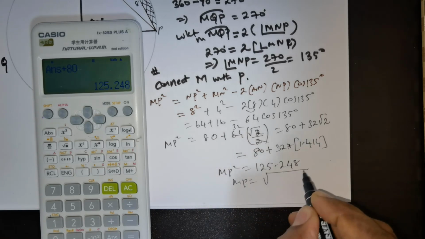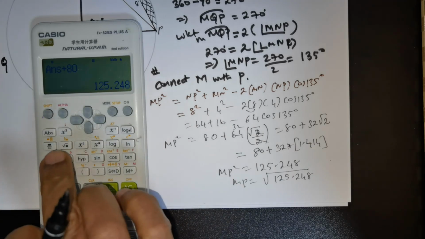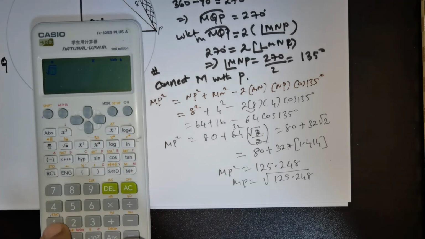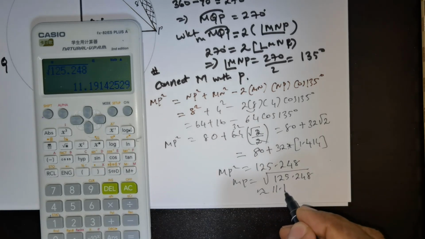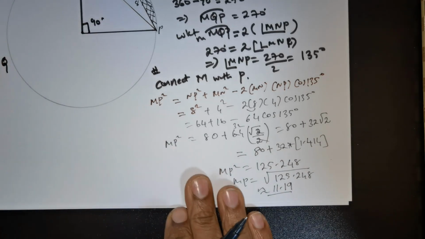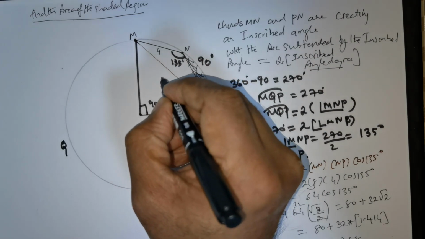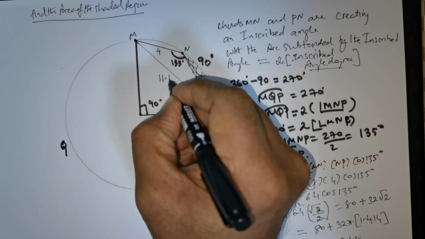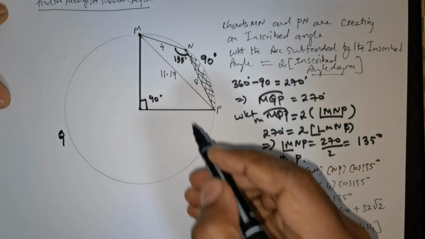So MP is equal to root of 125.248. So I take the square root of 125.248. I approximately get the value of 11.19. So this is the value that I'm getting. Now let me place that value, 11.19. So this is what we have got.